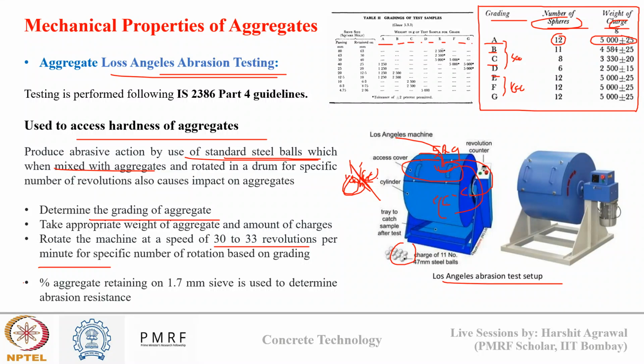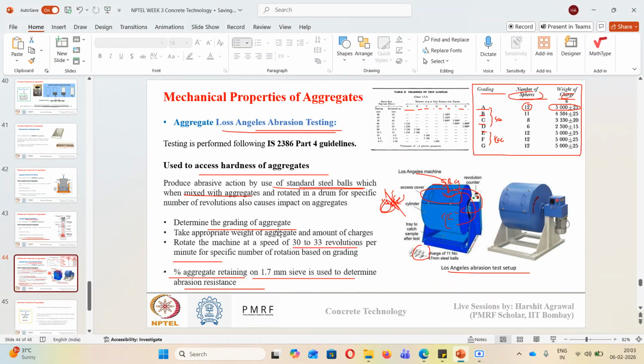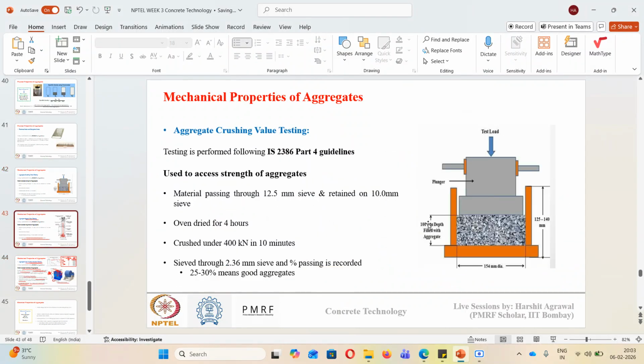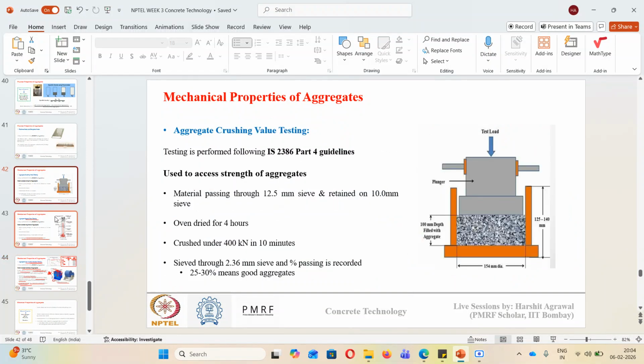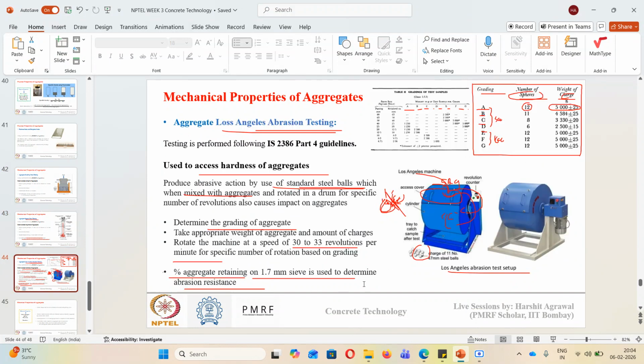Once these revolutions are complete, due to this rubbing and steel balls hitting the aggregates, there will be loss in the size of aggregate. So again, we'll determine what that loss in the size of aggregate is, and from that we get the abrasion resistance of aggregate. So all the testing is based on the sieve analysis: how aggregates are getting crushed due to impact, due to crushing, and due to collision with each other and with steel balls.